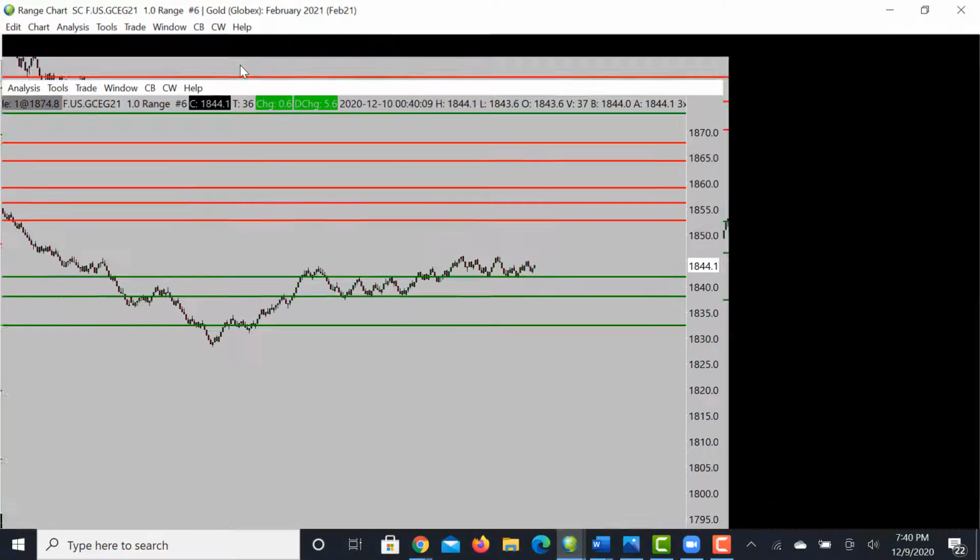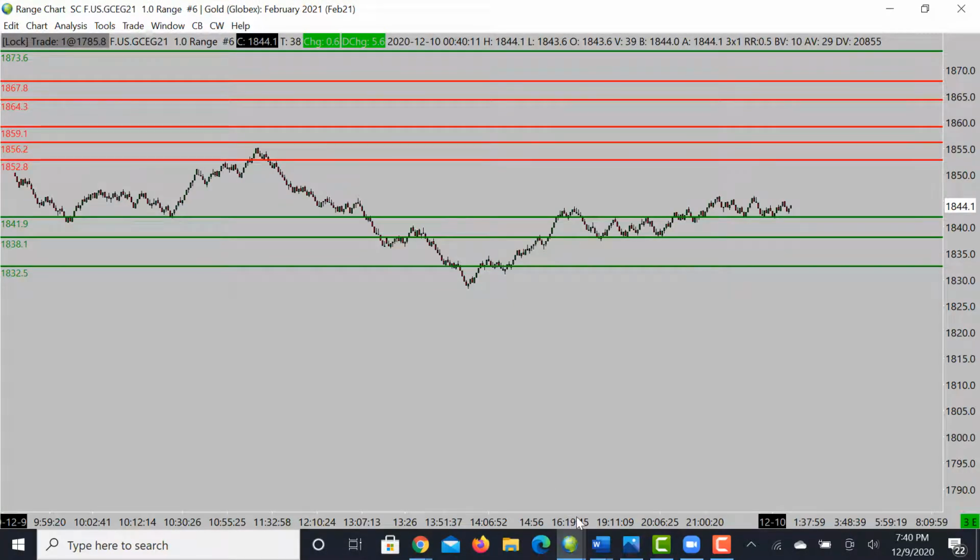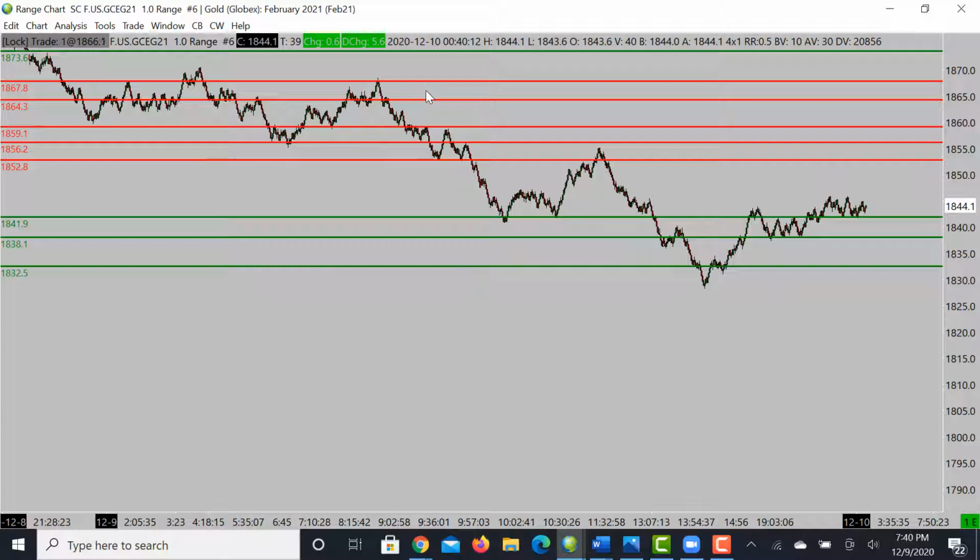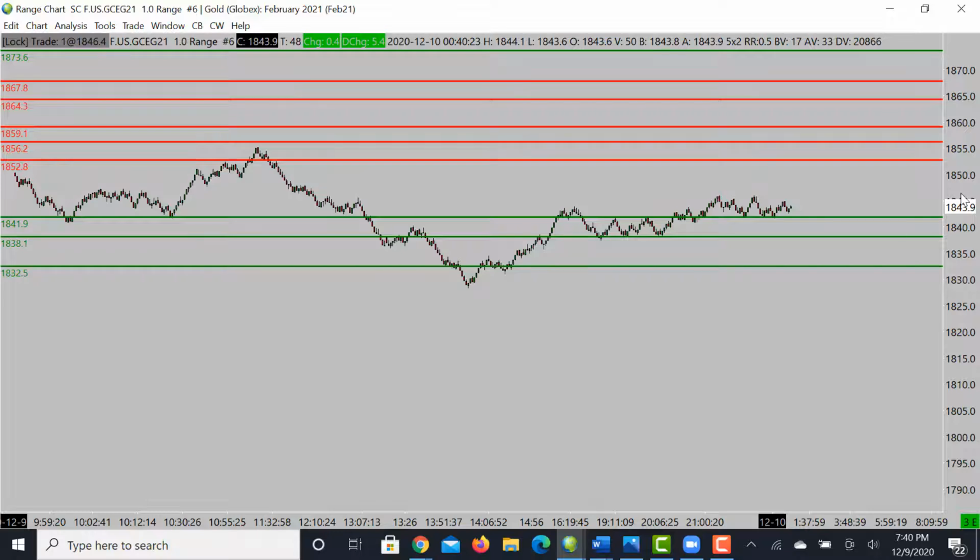Let's go ahead and take a look at a gold chart here real quick, see what we got on there. Gold, we are moving back to the upside. We did have a lot of a drop off today. You can see our levels of prior support turned into resistance, and we are moving back up from there. We are at a level of support right now. 1841.9 is our level of support right now.